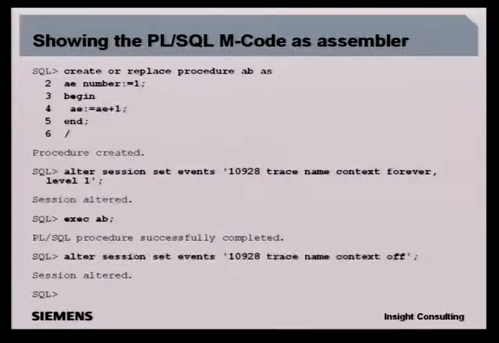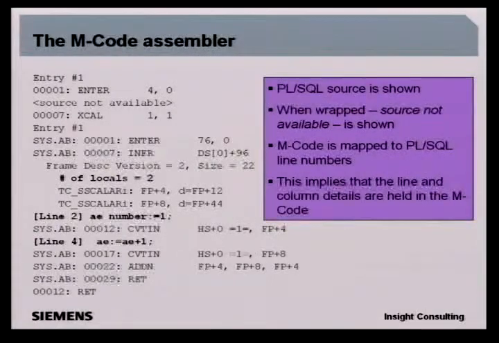So we've got a simple procedure here. We can set the event, run the procedure, then turn it back off again, and it gives us a trace file. In there you can see the actual assembler instructions like enter or ret. These are split based around the line numbers of the PL/SQL, so it's clear that line number information is stored in the M code as well.